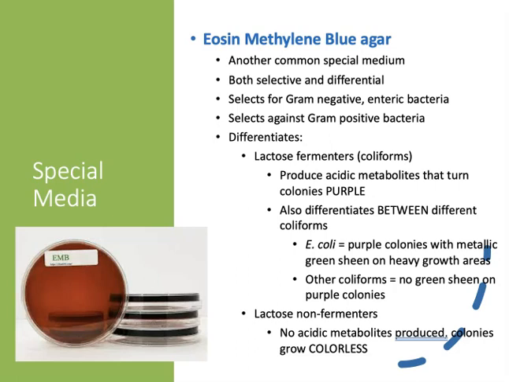Any type of gram-negative enteric bacteria that is not a coliform is going to grow with no green sheen as colorless colonies. Remember, if it can't ferment lactose, it's not going to produce those acidic metabolites. There's not going to be any change in pH. So the colonies will grow colorless.